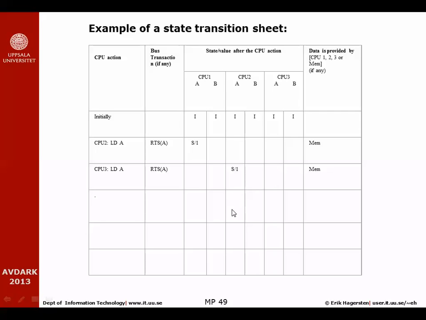So we're going to go through here, and then we're going to see the next thing that happens is CPU1 is going to try to do load A, and so on, and we're going to see how this progresses. So if you would like to just think about this, and maybe come prepared to next lecture, we're going to go through this example in some detail.